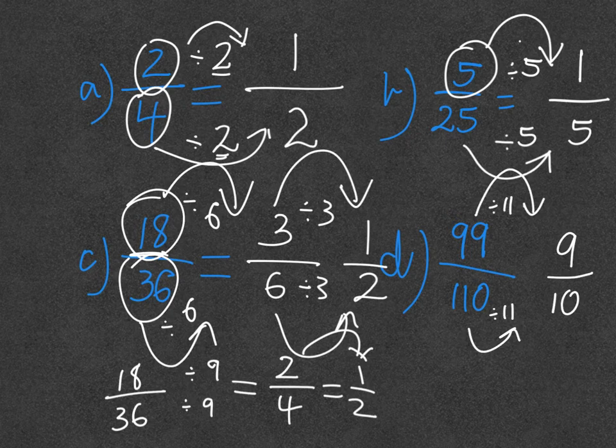Now, can we divide this any further? Well, it's a little tricky because the 9 is an odd number, and the 10 is an even number. I'm just thinking, can we divide it by 2, 3? No, we can't. So that is the simplest form.